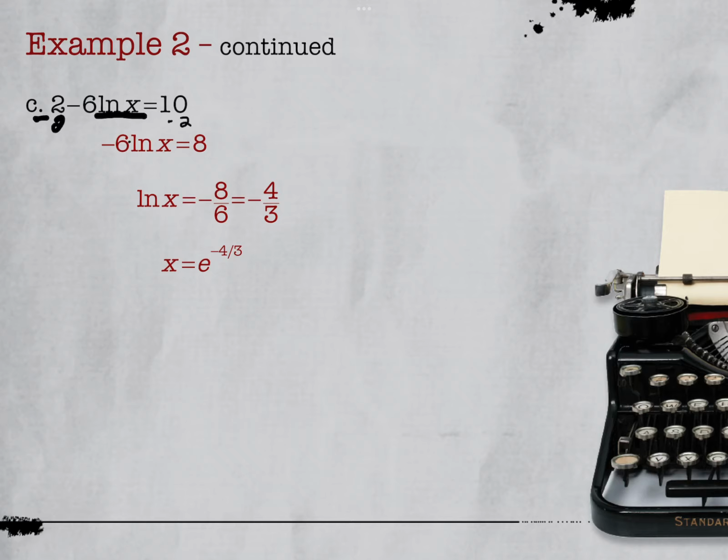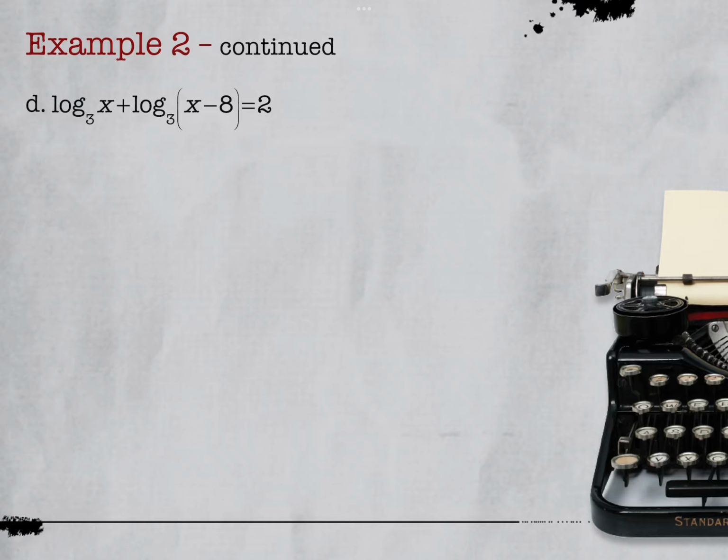Write it in exponential form right here. So x equals e to the negative 4/3. This right here is fine as your exact answer. A lot of times you'll see it written with a positive exponent, so you would see it written as 1 over e to the 4/3, but you can leave it as a negative. I'm fine with that. Plugging it into your calculator for your approximate would be 0.264.